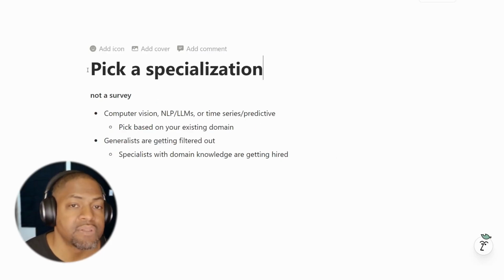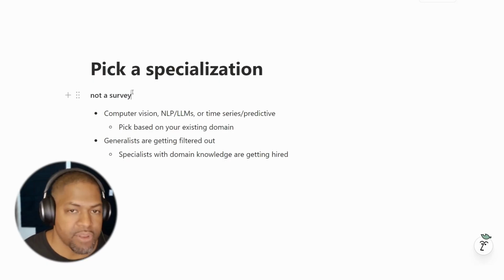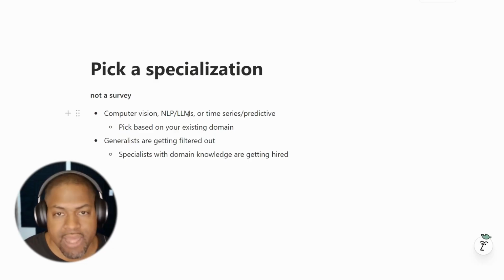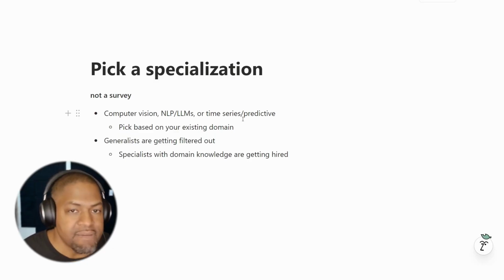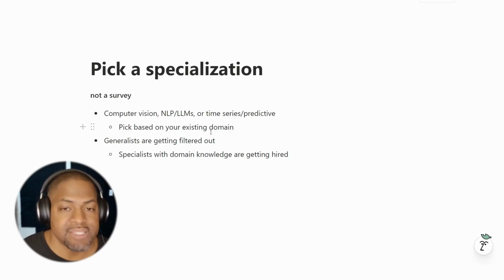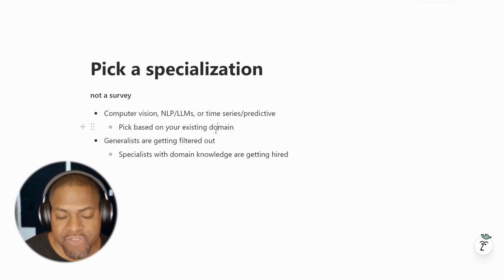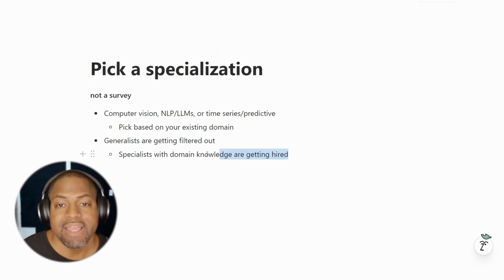To be successful, pick a specialization, not just survey or try out and generalize in many different things. It could be computer vision, natural language processing, large language models, NLP, LLMs, or time series predictive. Pick something based on your existing domain, because you'll understand the pain points, and you'll understand what the definition of success is. Because nowadays, generalists are getting filtered out. Specialists with domain knowledge are getting hired.